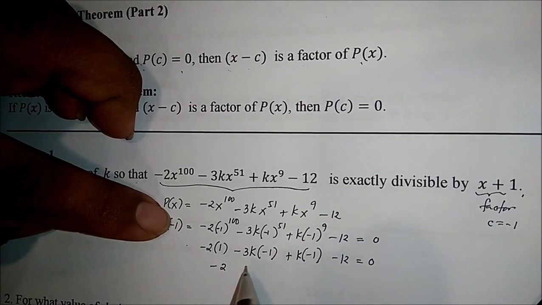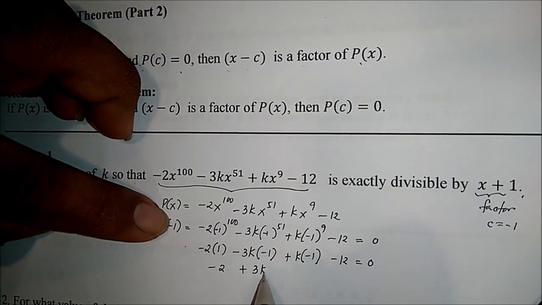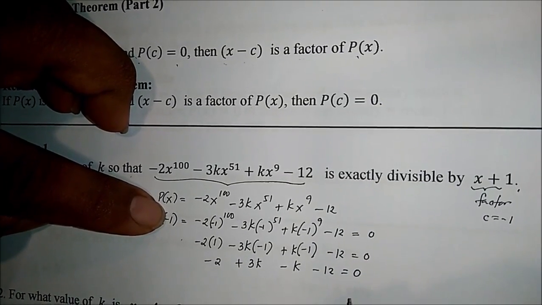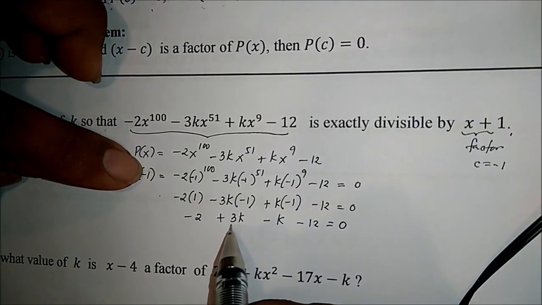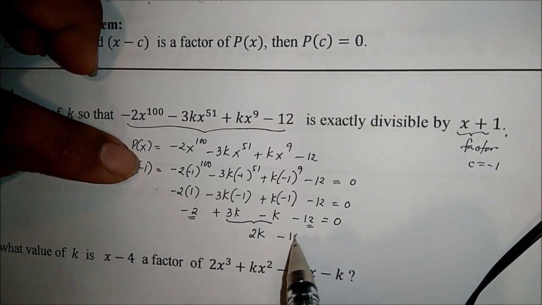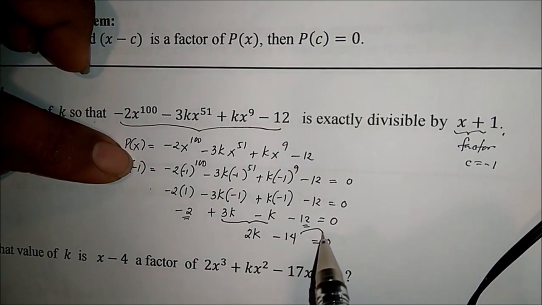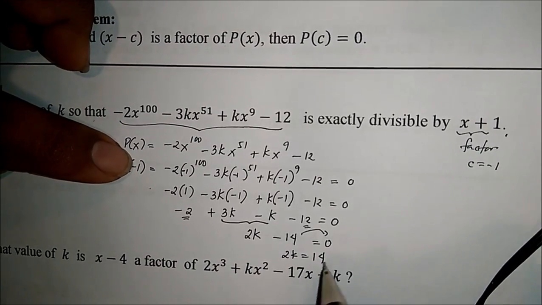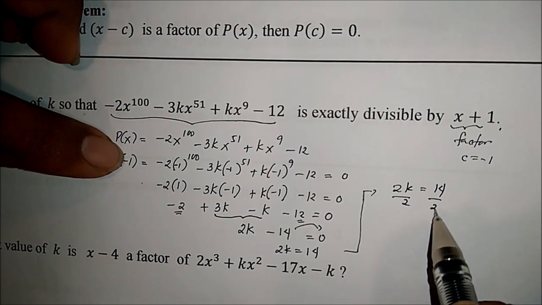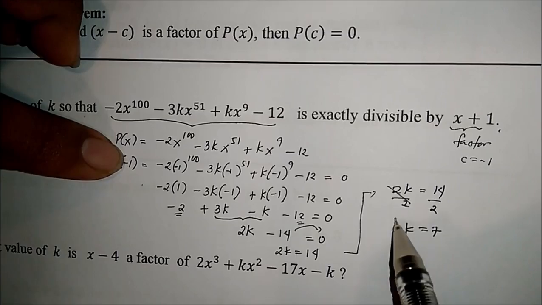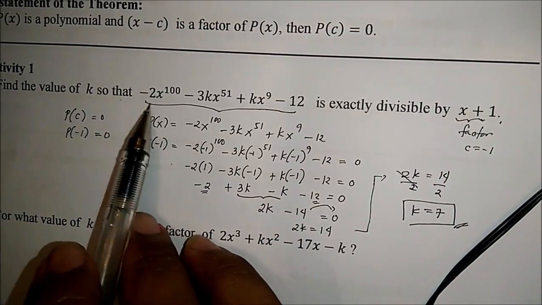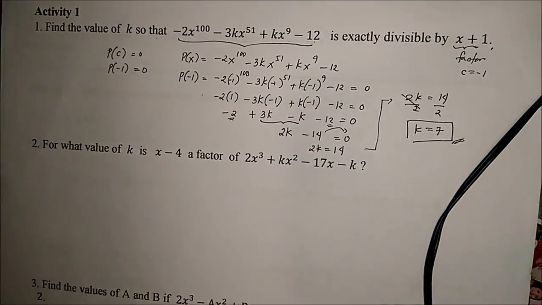Negative 2 times 1 is negative 2. Negative 3k times negative 1 is positive 3k. K times negative 1 is negative k. Minus 12 is equal to 0. So let us simplify the left side. 3k minus k is 2k. Negative 2 plus negative 12 is negative 14, equals 0. So by APE, we have 2k is equal to 14. Since 2k is equal to 14, if you divide both sides by 2, then k is equal to 7. That's it. So therefore, the value of k should be 7, so that x plus 1 is a factor of the polynomial. Now, let us go to number 2.